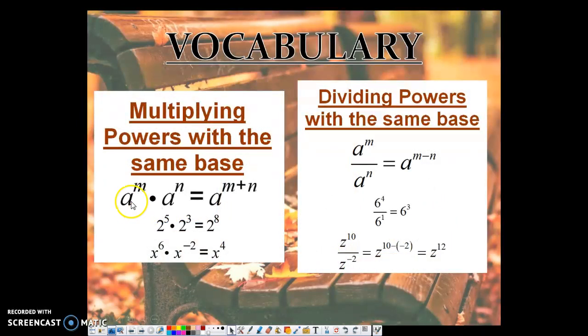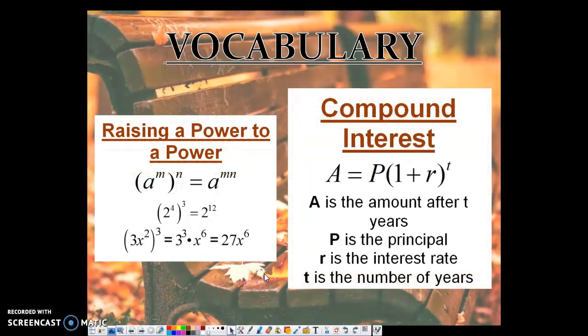Multiplying powers with the same base. When you're multiplying powers with the same base, you're adding the exponents, okay? When you're dividing powers with the same base, you're subtracting those exponents. You're going to need these rules for today. When you're raising a power to a power, you're multiplying those exponents.